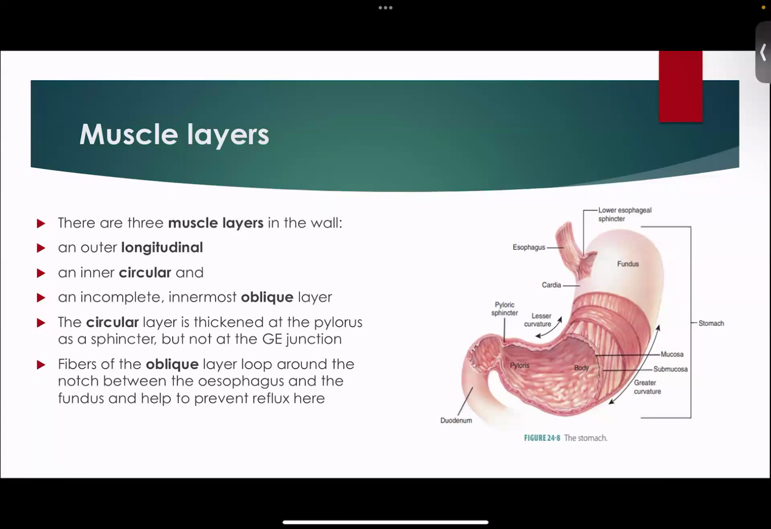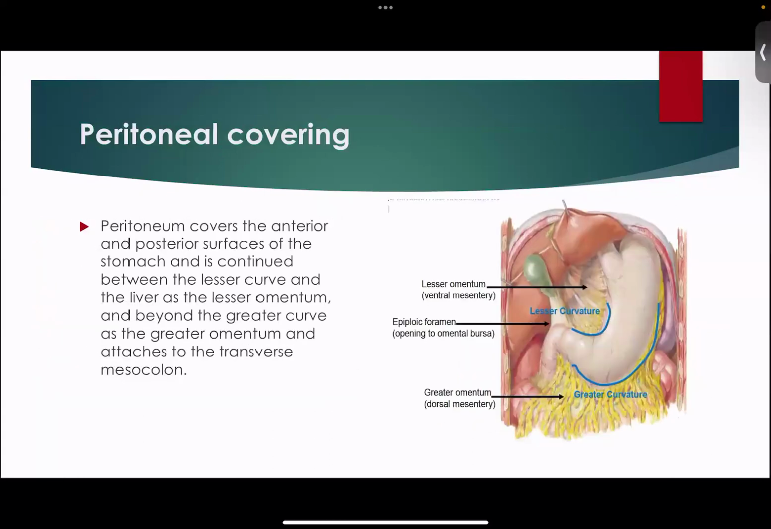The peritoneal covering of the stomach. The stomach is completely covered by peritoneum, anterior surface and posterior surface, and extends from the lesser curve toward the liver as the lesser omentum, and from the greater curve toward the transverse colon as the greater omentum, and continues as the transverse mesocolon, which connects the transverse colon to the pancreas.